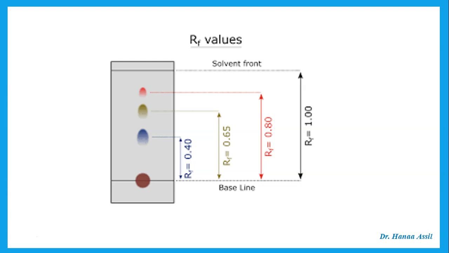So if something has a high RF value, remember the maximum RF value would be 1, because this is distance of spot over distance of solvent. So if it is about halfway through, it could be 0.4 or 0.65. If it is further up, higher RF value, 0.8, 0.9, that means it went up further in the chromatography paper.